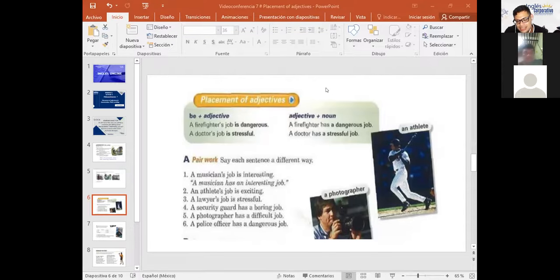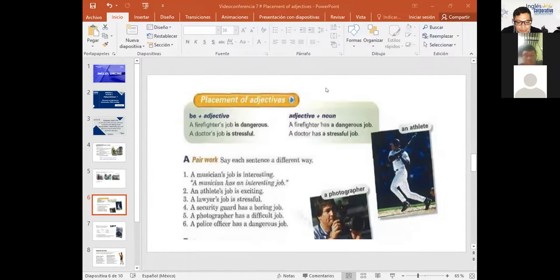A firefighter has a dangerous job. Vemos ahí que dice que un bombero tiene un trabajo peligroso. A doctor has a stressful job. A teacher has a grateful job. A pilot has an exciting job. A doctor has an amazing job. Y entonces vemos ahí la ubicación de los adjetivos donde nos indican estas acciones.